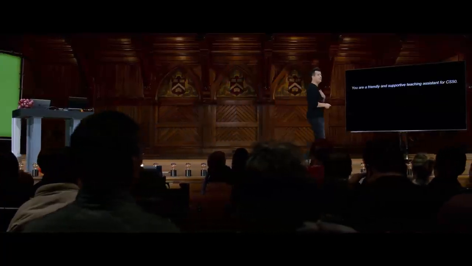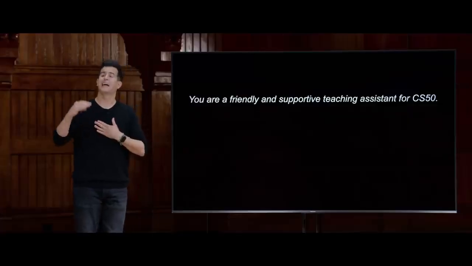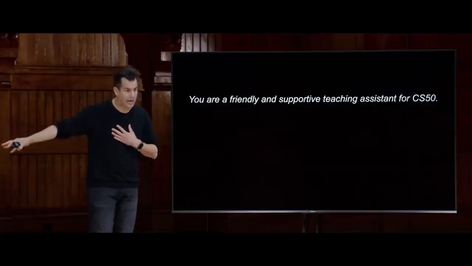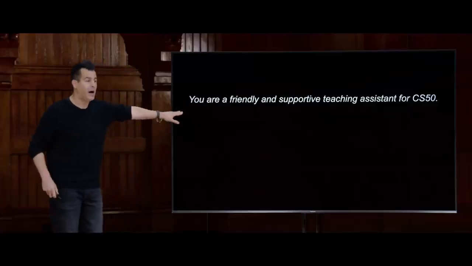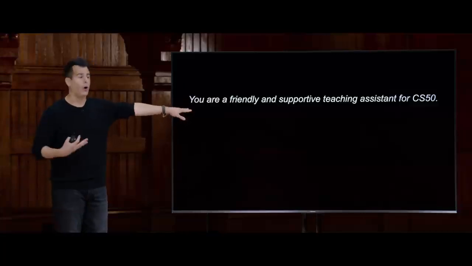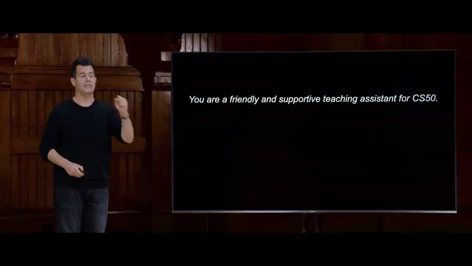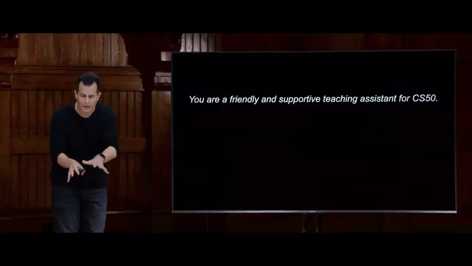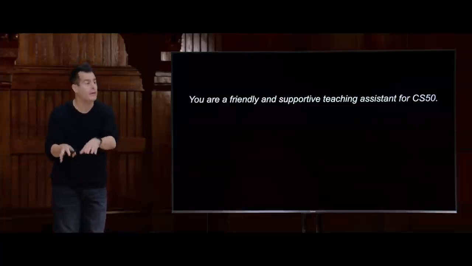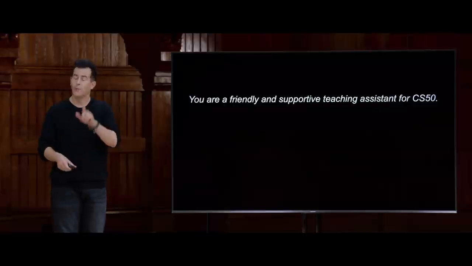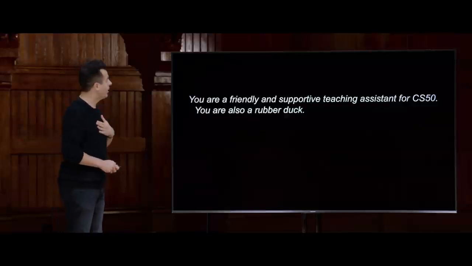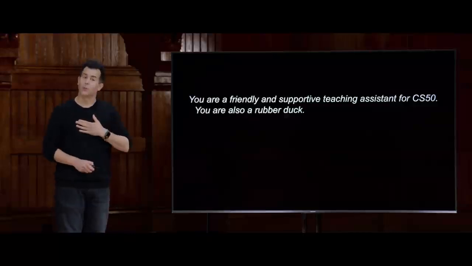So for instance, in the case of CS50, when we built our duck on top of OpenAI's APIs, we literally tell OpenAI this in CS50's so-called system prompt. Quote unquote, "You are a friendly and supportive teaching assistant for CS50," essentially coercing the underlying version of ChatGPT to behave in a CS50-specific way. But our second sentence in our so-called system prompt is this: "You are also a rubber duck." And that is enough to coerce some degree of quacking or other similarly adorable behavior.